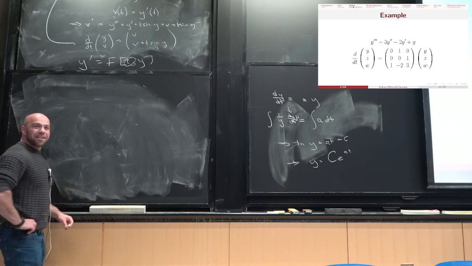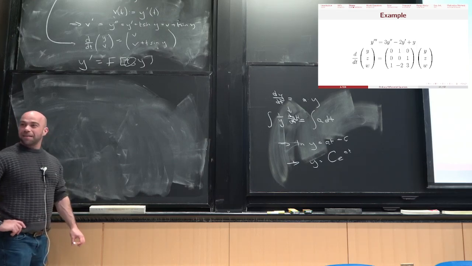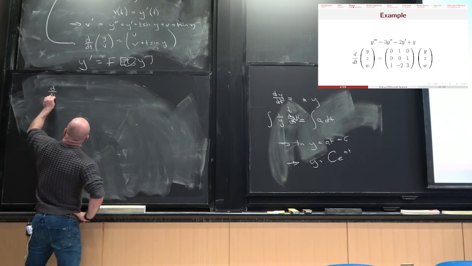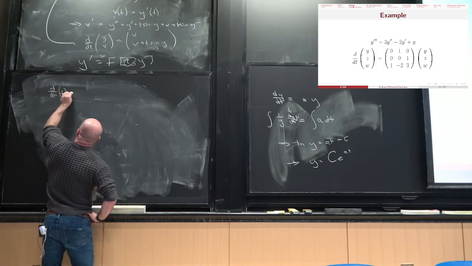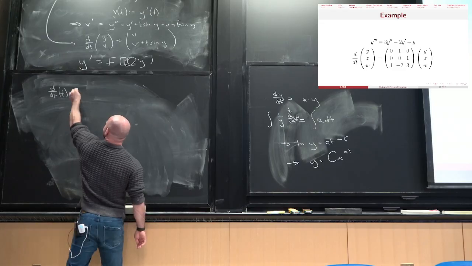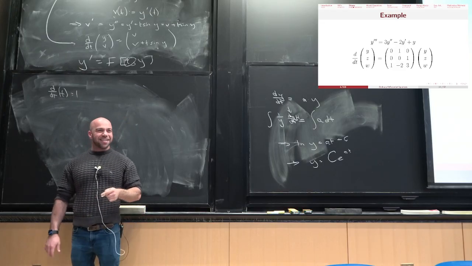Here's a fact. I'm going to write a highly non-trivial piece of mathematics. What is d over dt of t? 1. That's an ordinary differential equation.